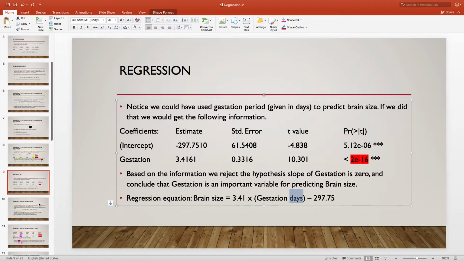So that was just a little review. So now that we know gestation plays a role in your regression equation between brain size and gestation, and so does body weight, is it possible to include both variables to try and predict brain size? And the answer is yes, meaning that we could create an equation that involved gestation and body size to predict brain size. And that's an example of a multiple linear regression equation.